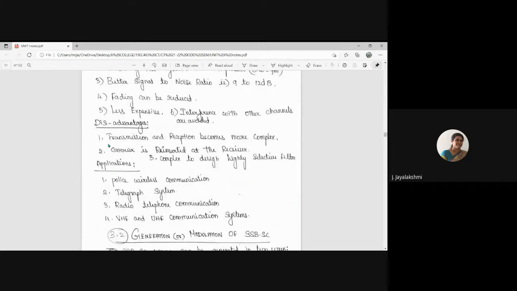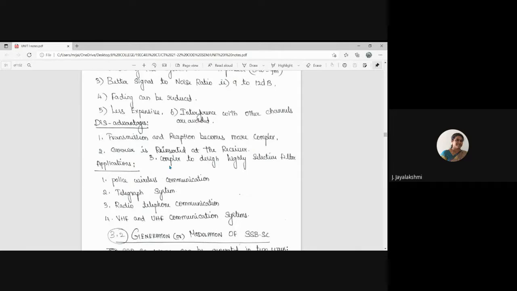So the main drawback is that the transmission as well as the reception becomes more complex, because only one of the sideband information is transmitted. Carrier is also not transmitted in this case. So getting the carrier signal as well as the information signal, without these two things, receiving such a signal is going to be a complex process. And carrier is also reinserted at the receiver end. So that is an additional feature we need at the receiver part.